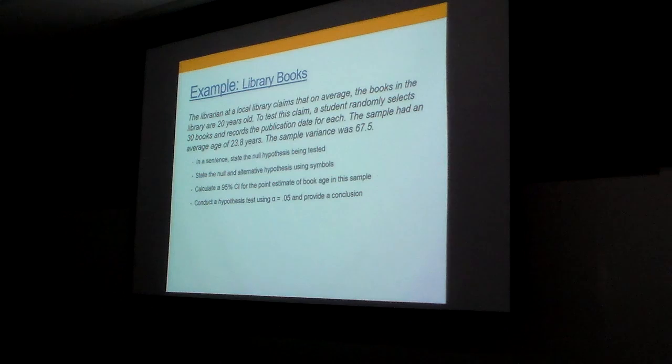23.8. Now that's a different number than 20. What I don't know is whether there's a difference because 20 is not a plausible value for the actual age of the population of books, or whether my sample is just off by about 4 years.